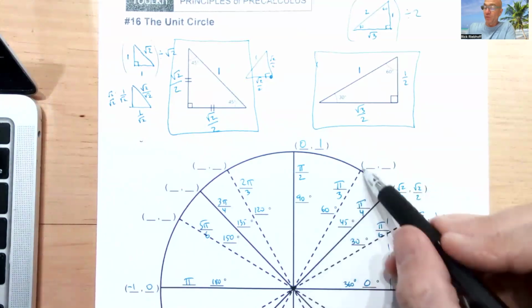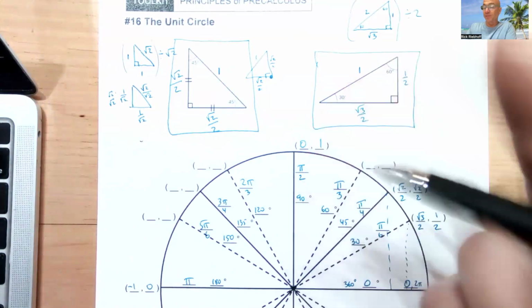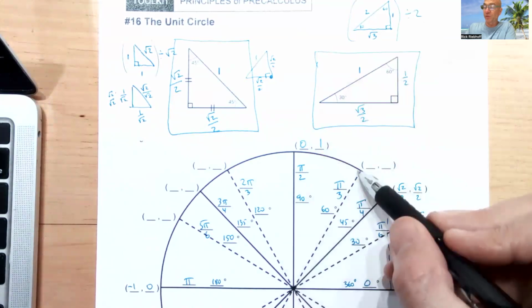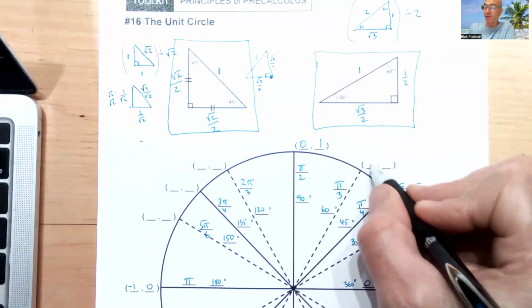This one, pi thirds, is just your 30, 60 flip-flopped, right? So this is root 3 over 2 in the y direction, and the x direction is 1 half.